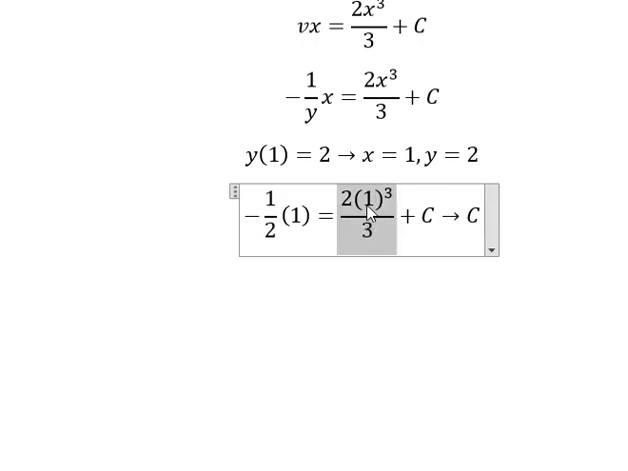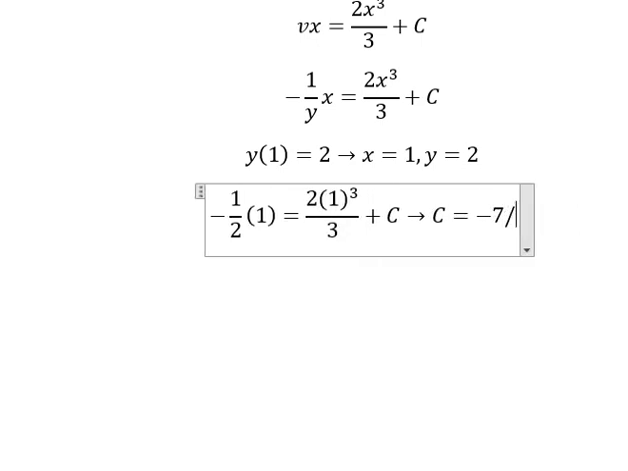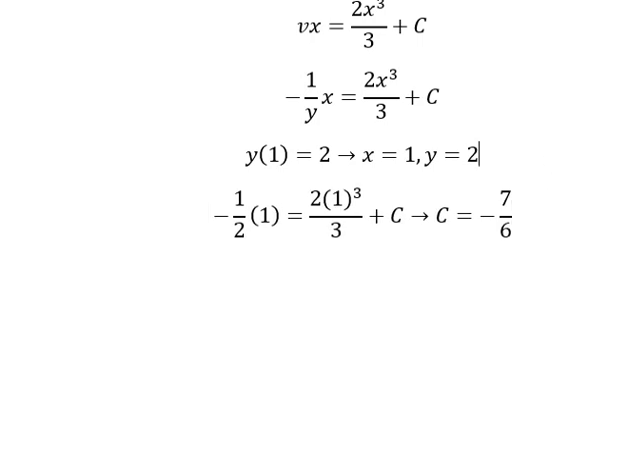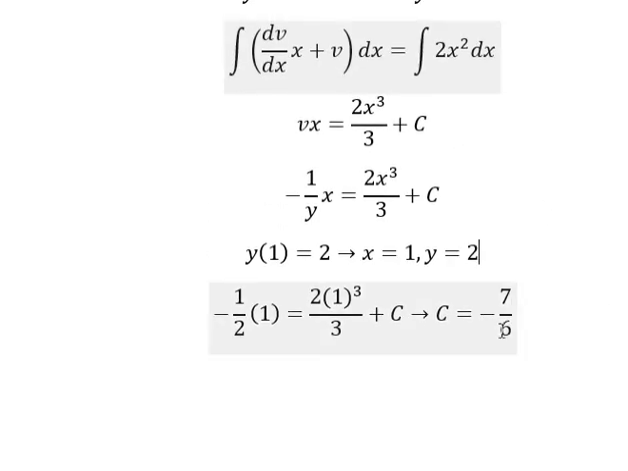So I will put this one to the left, and we have negative 7 over 6. So I will put this one as c.